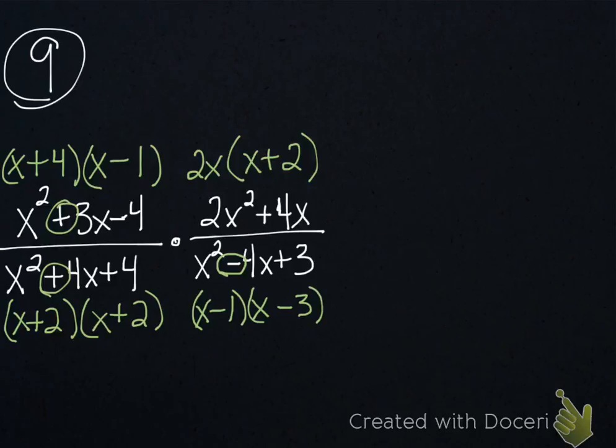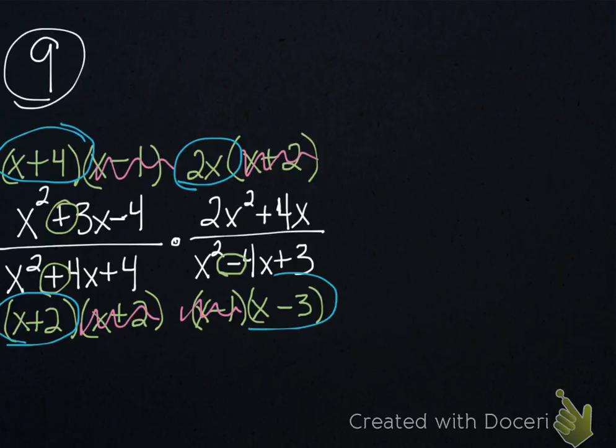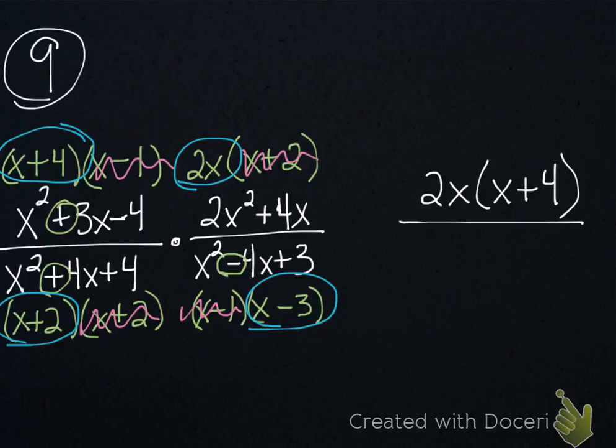Now let's look at what cancels. An x plus 2 is on the bottom and the top. An x minus 1 is on the bottom and the top. Is there anything else that would cancel? Well, let's look at what's left. I have an x plus 4, a 2x, an x plus 2, and an x minus 3. Nope, those are all unique. So we write them down. In the numerator, I have 2x times x plus 4. In the denominator, I have x plus 2 times x minus 3.